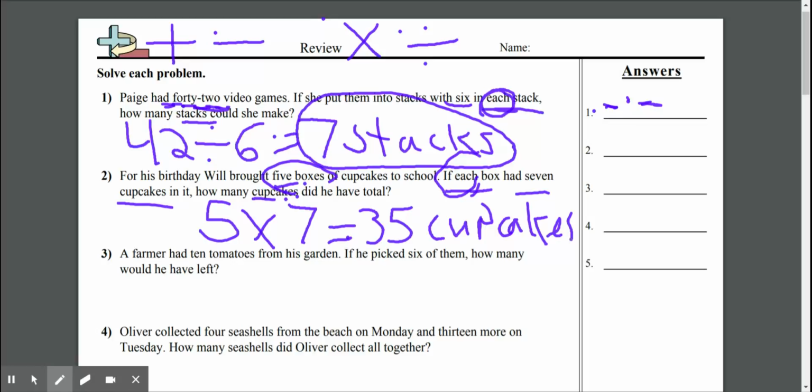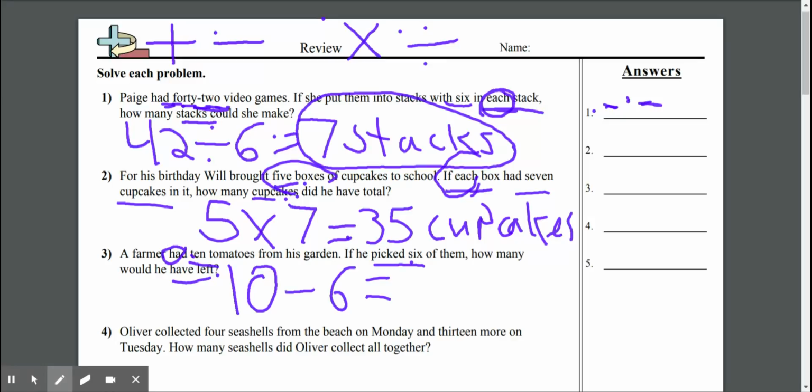All right. Next up, we have a farmer had 10 tomatoes from his garden. If he picked 6 of them, how many are left? Okay, well, we know this past tense word is even important. He had 10 tomatoes. He picked 6. How many are left? So what do you think we have to do here? If you originally had this, you then picked this second number, and then it says how many would you have left? This is a glorified subtraction problem.